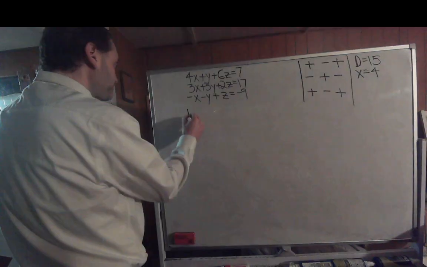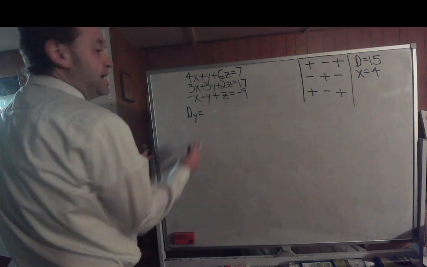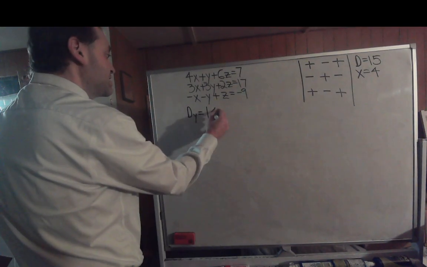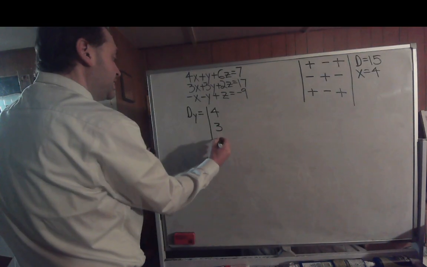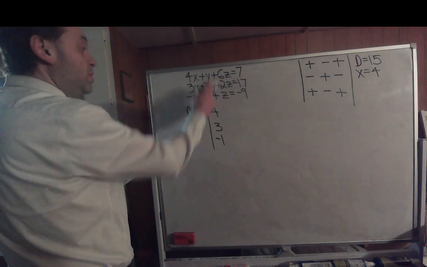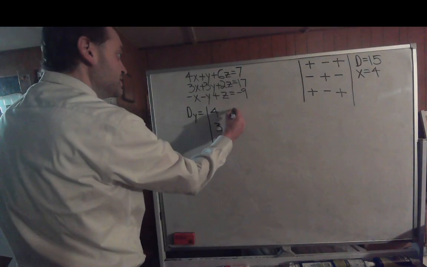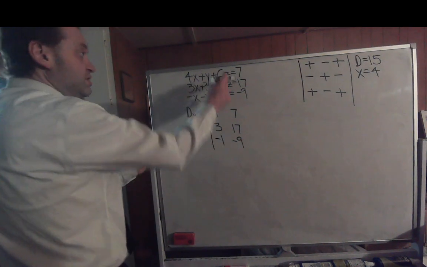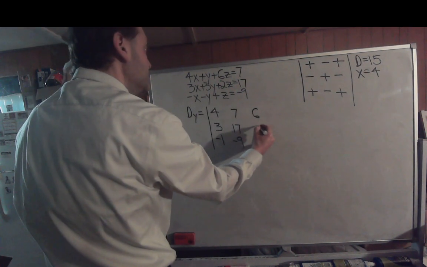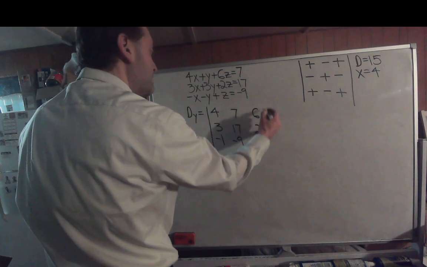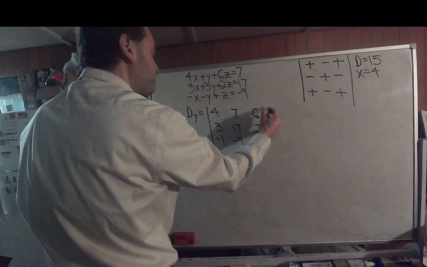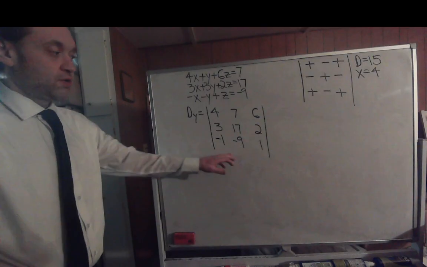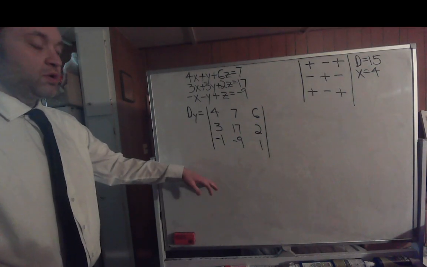Alright, so d sub y, this time we're going to leave our x coefficients alone, so x would still stay 4, 3, -1, but all your y coefficients you'll replace with the 7, 17, and -9. Then you leave your z coefficients alone, the 6, the 2, and the 1. So I'm thinking we work with the third row again. That's probably the best one to work with.